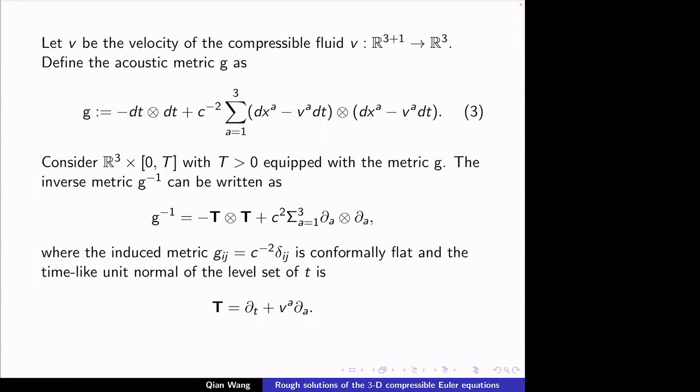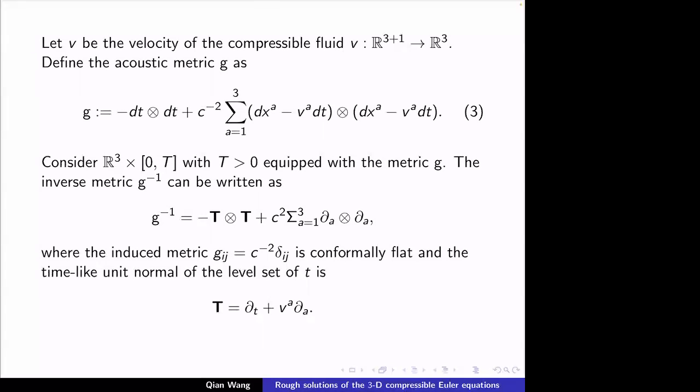Here the bold capital T is the future-directed time-like unit normal of the level set of t, and it's decomposed in this way. This v^A partial_A is running from 1 to 3; I'm using the Einstein convention. Restricted on the level set of t, the induced metric g_ij is conformally flat: it's c to the negative 2 times the standard Euclidean metric delta_ij. So this is roughly the setup for the acoustical metric.